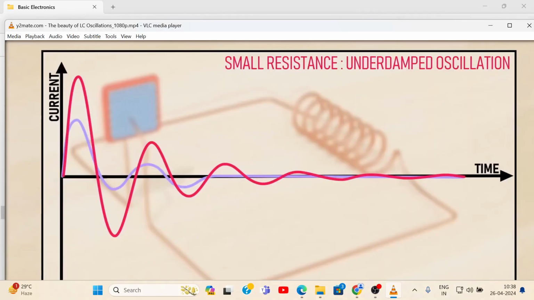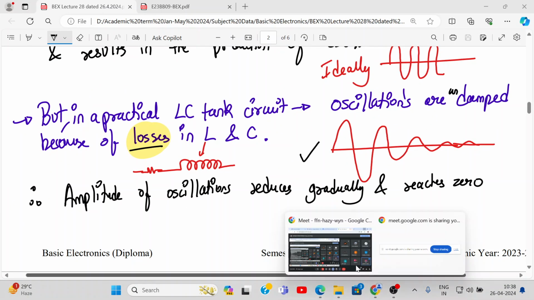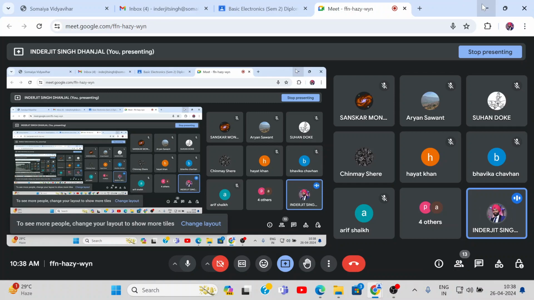So this was the small demonstration of the LC oscillator. I hope it is clear now, everyone. Any doubt, anyone? Can someone give a verbal confirmation that you have understood the topic?